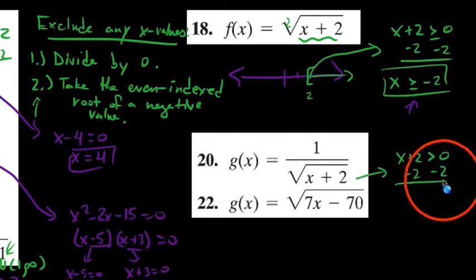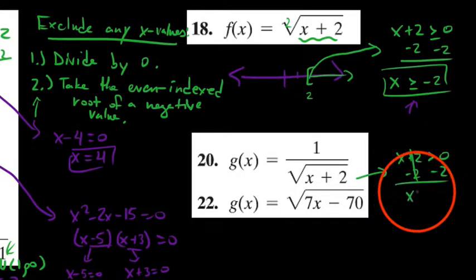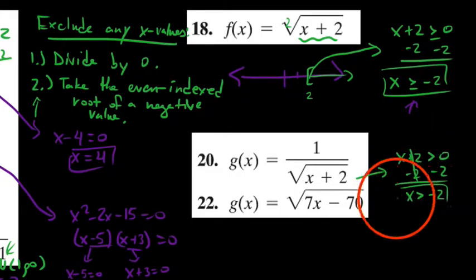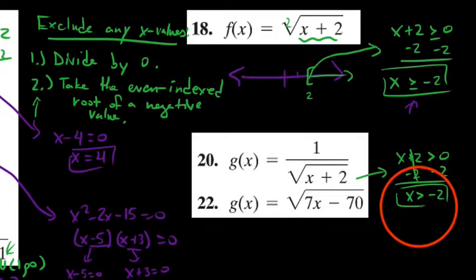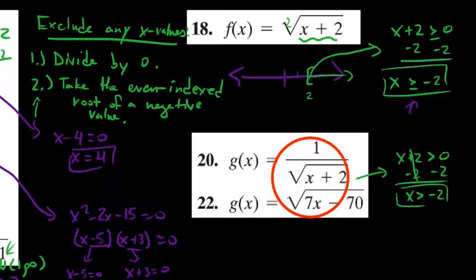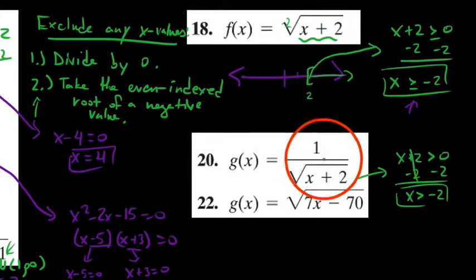So if I subtract 2 from both sides, I get x is greater than -2. We would say that our domain here would be all x values greater than -2, but not equal to -2, because then you would get 0 down here. So you see the difference between these two is where that radical is located.